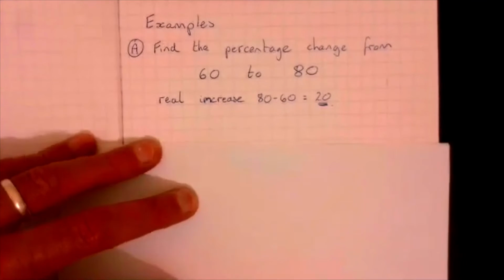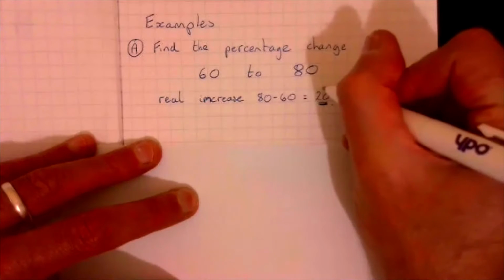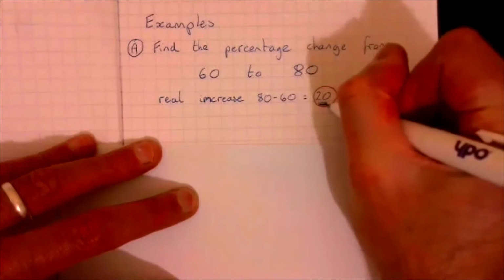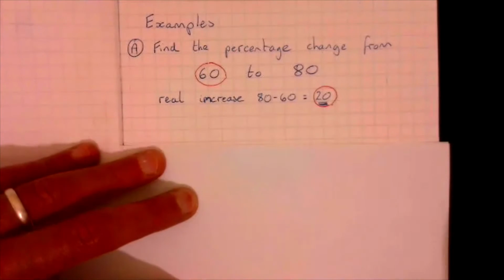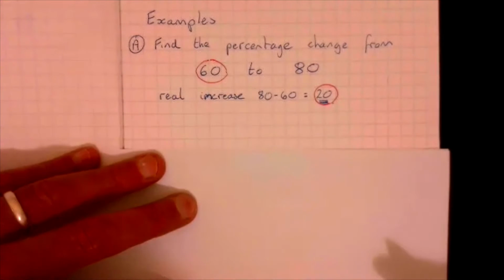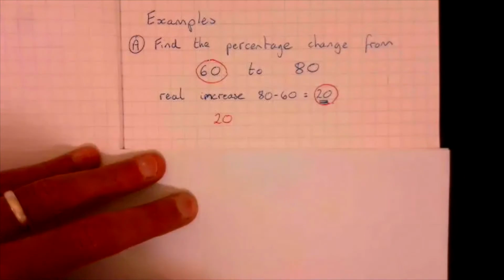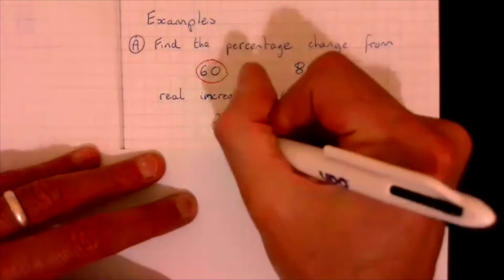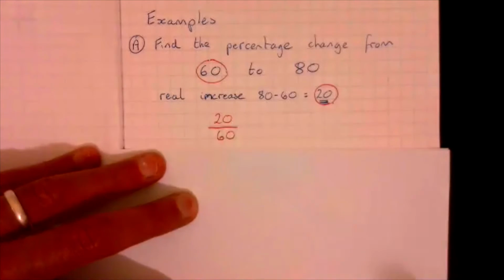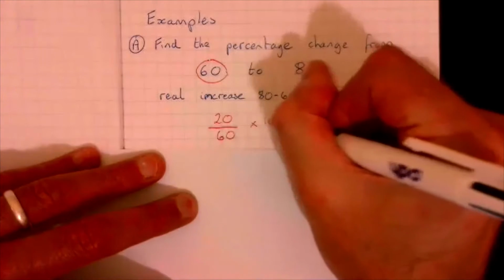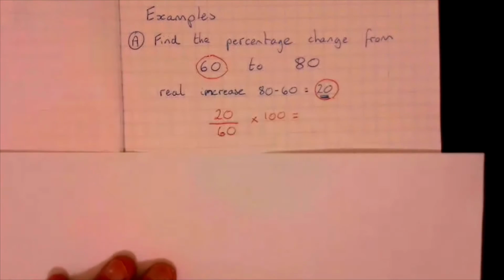So then what we need to do, think back to what we were doing previous lesson, is express this as a percentage of what we started from. Okay, so it's just a slight addition to what we were doing. So 20 is the increase, is the change. And then we're going to divide that by 60. And then we're multiplying it by 100 because we want it as a percentage. Think like that.